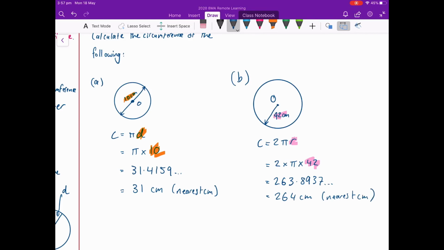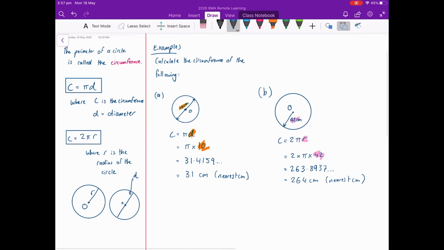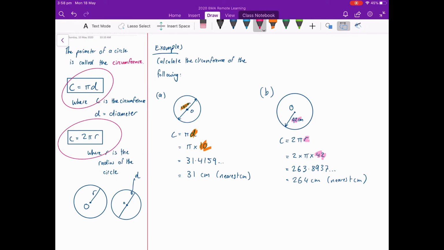Thank you for listening. So the key here is to make sure you identify whether you have the diameter or the radius, because that will tell you which of these two equations you're going to be working with.